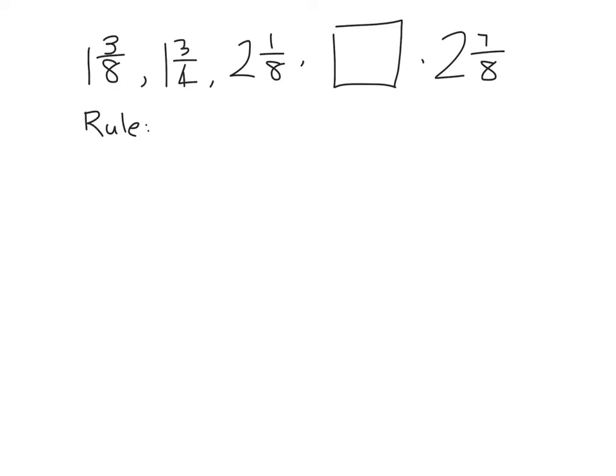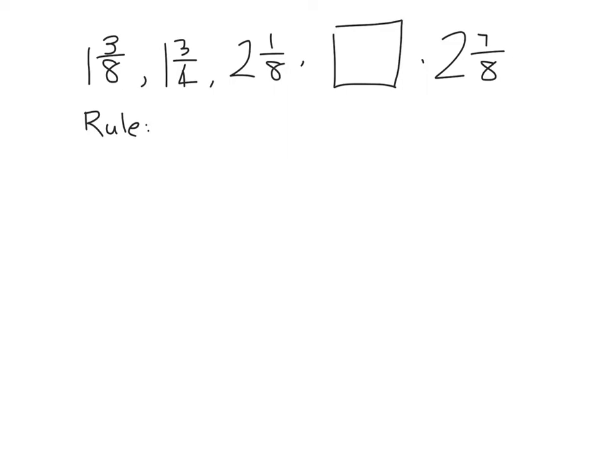All right, so let's take a look at number 2. I wrote it out for us. We have 1 3/8, 1 3/4, 2 1/8, a big old blank space, and 2 7/8. I'd like you to pause this video and take a moment to solve the rule of the pattern and then find the missing term. In just a moment, I'll share whether you got it right.